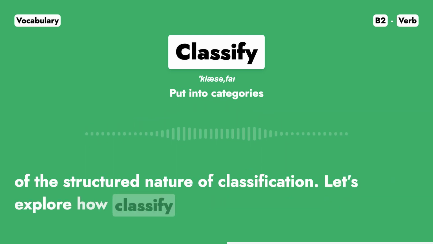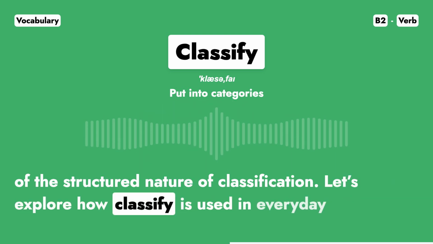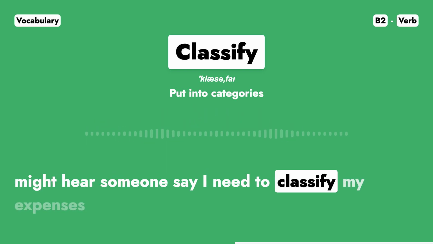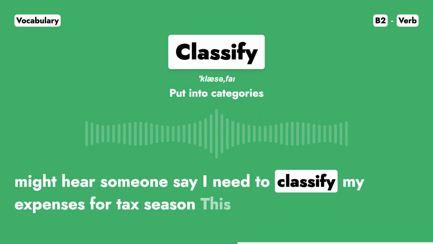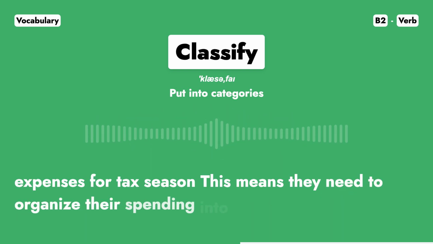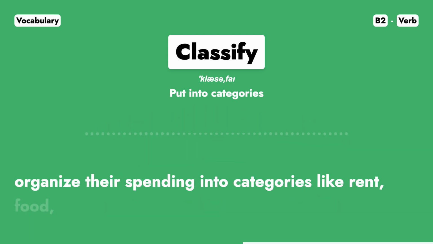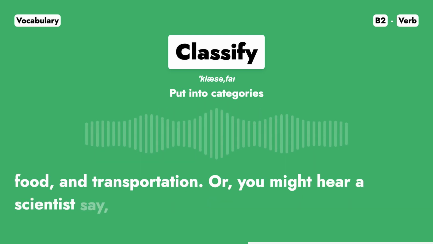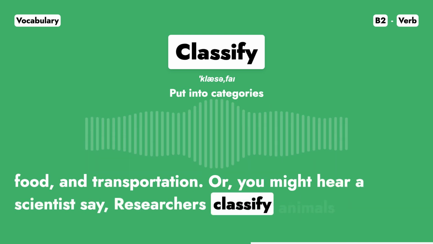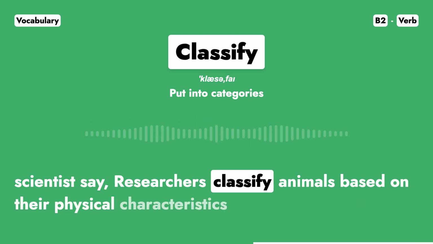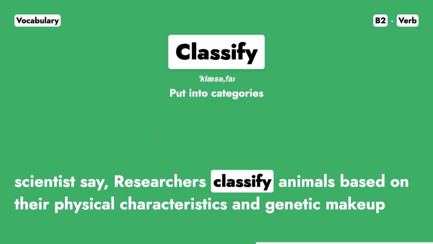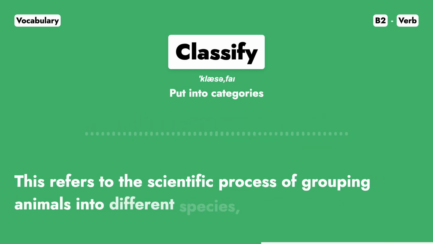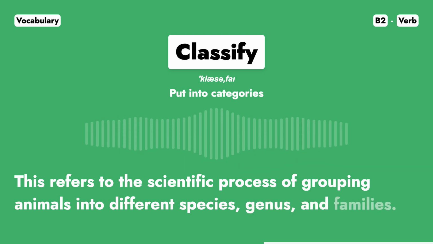Let's explore how classify is used in everyday life. You might hear someone say, I need to classify my expenses for tax season. This means they need to organize their spending into categories like rent, food, and transportation. Or you might hear a scientist say, researchers classify animals based on their physical characteristics and genetic makeup. This refers to the scientific process of grouping animals into different species, genus, and families.